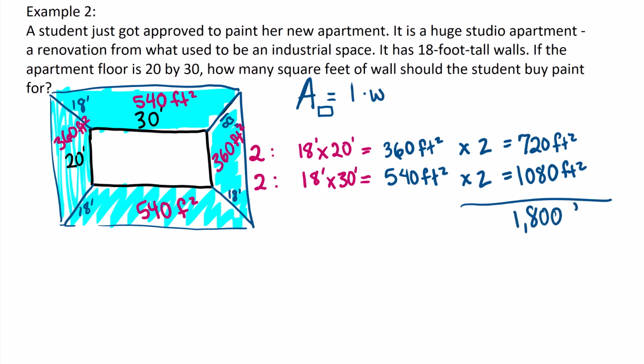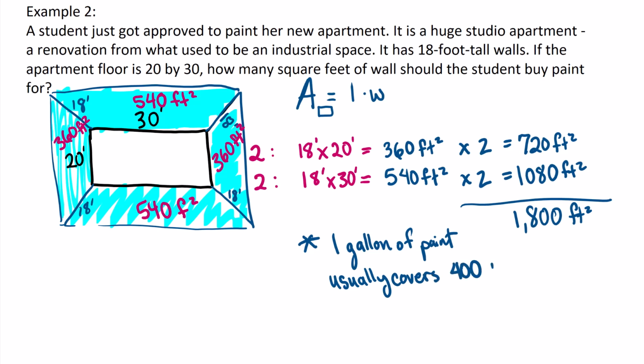1,800 square feet. Now just keep in mind that a gallon of paint usually covers 400 square feet and can cost $90. So this is a pretty expensive undertaking. So just as an extra practice, find out how much paint this person would need to finish painting all the walls in their apartment. How many gallons of paint would they need?